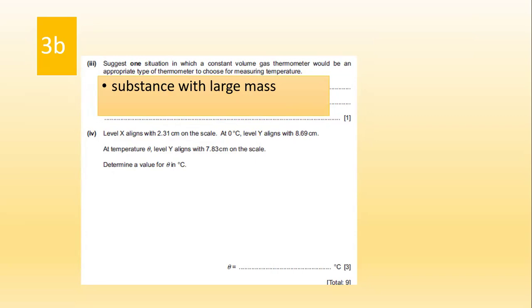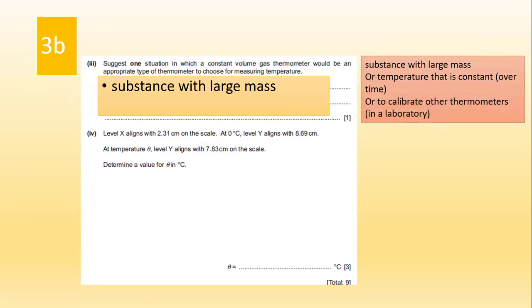So if it's a small mass, the temperature changes faster. The temperature is constant, also the thermometer can be used to calibrate other thermometers in the laboratory. You need large mass because the bulb is large already. Any of these answers is acceptable by the examiner.